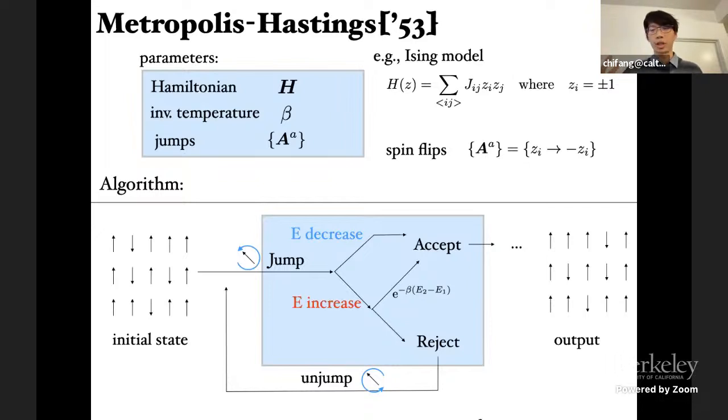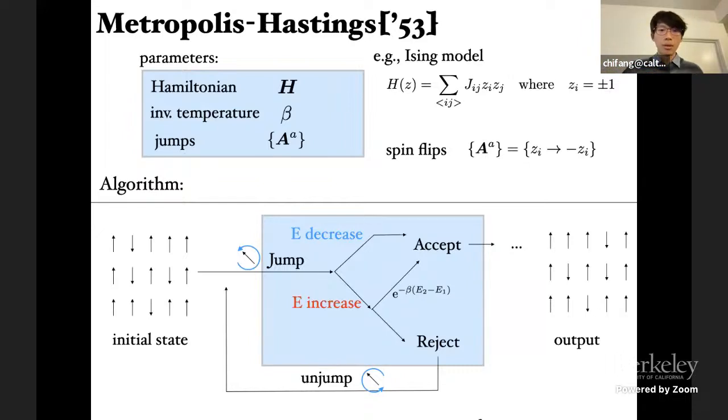Both could happen. If it decreased, that's good news. Let's accept and move on. If it increased, that's bad, and sometimes you have to reject this move to ensure detailed balance. And by reject, I mean that you would just undo the jump and then do the whole thing again.